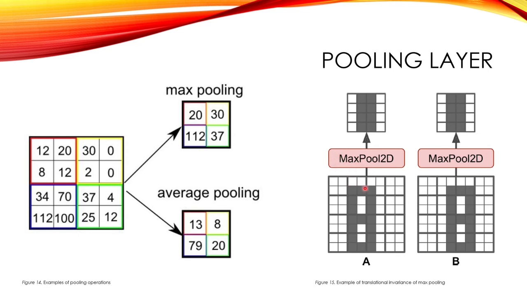Here we assume that the bright pixels have a lower value than dark pixels, and we consider two images going through a max pooling layer with a 2x2 kernel and stride 2. Image B is the same as image A but shifted by 1 to the right. As you can see, the outputs of the max pooling layers for images A and B are identical. This is what translation invariance means.